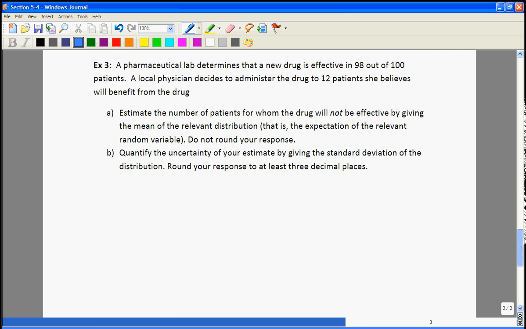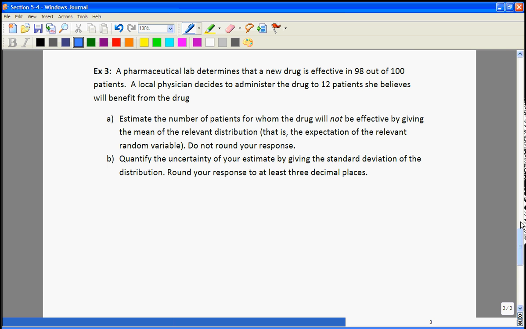All right, example 3. A pharmaceutical lab determines that a new drug is effective in 98 out of 100 patients. A local physician decides to administer the drug to 12 patients she believes will benefit from the drug. A. Estimate the number of patients for whom the drug will not be effective by giving the mean of the relevant distribution, that is the expectation of the relevant random variable. Do not round your response.